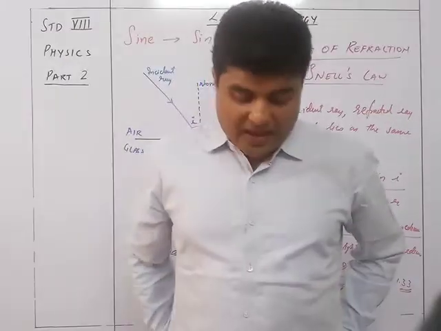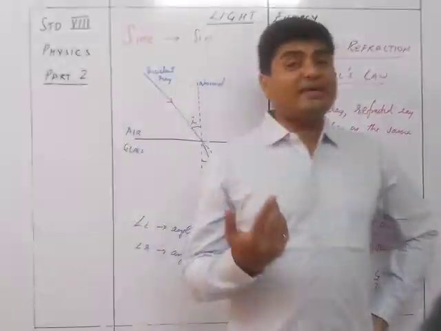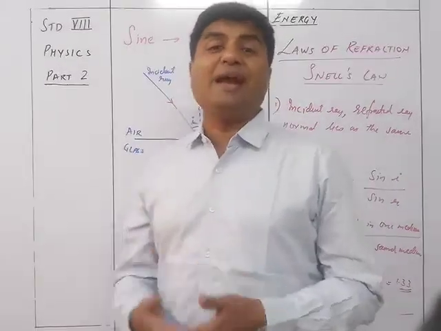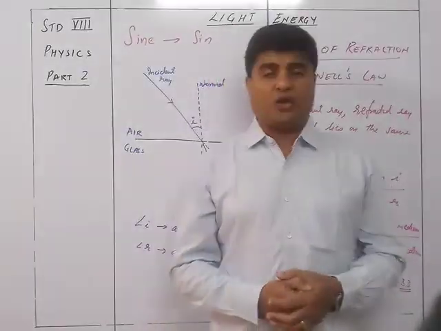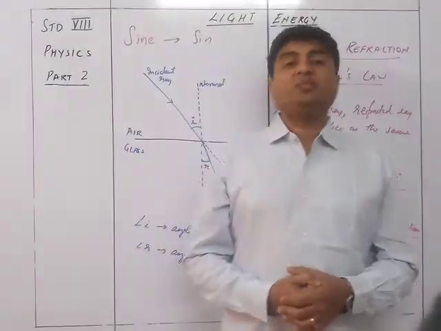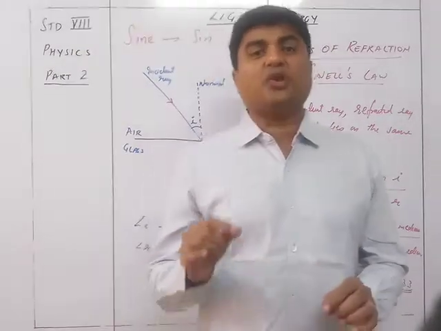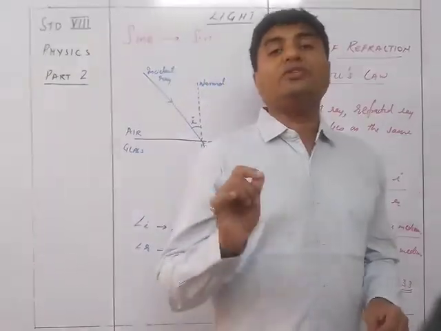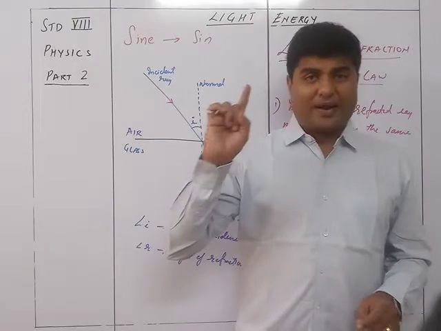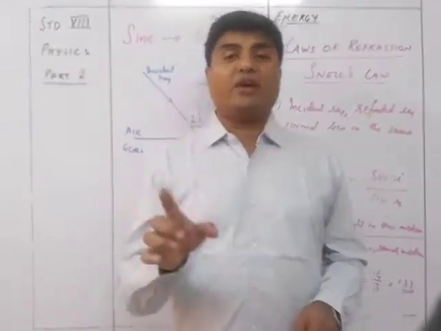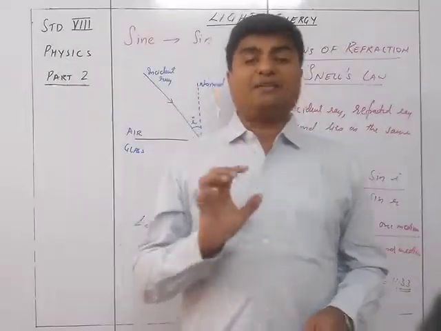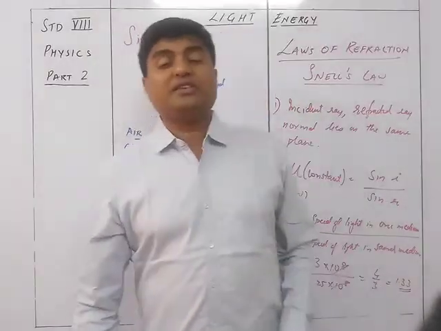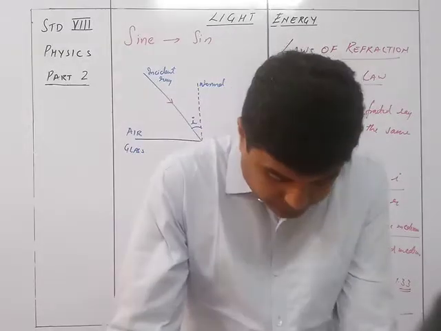No medium can have a refractive index less than 1. Why is that so? Because there is no medium which would have a speed of light greater than the speed of light in vacuum or air. Because the speed of light is maximum in air or vacuum, the refractive index is always going to be a number greater than 1. Refractive index can never be less than 1, because the maximum speed a light can achieve is in air or vacuum, which is 3 into 10 to 8 meter per second.